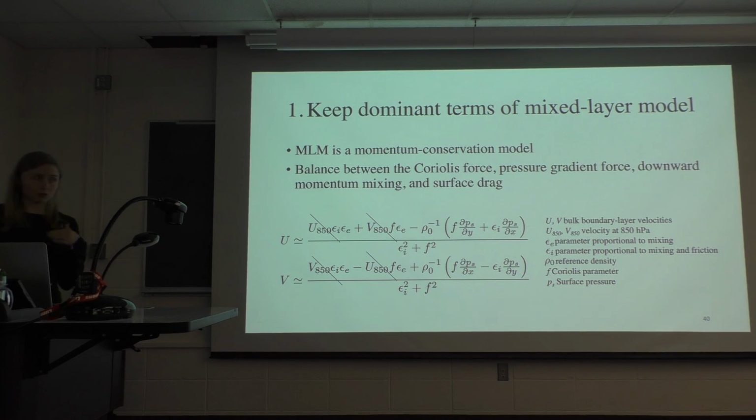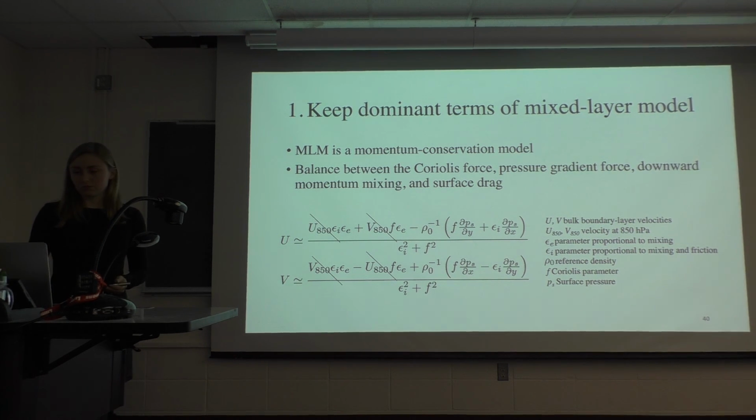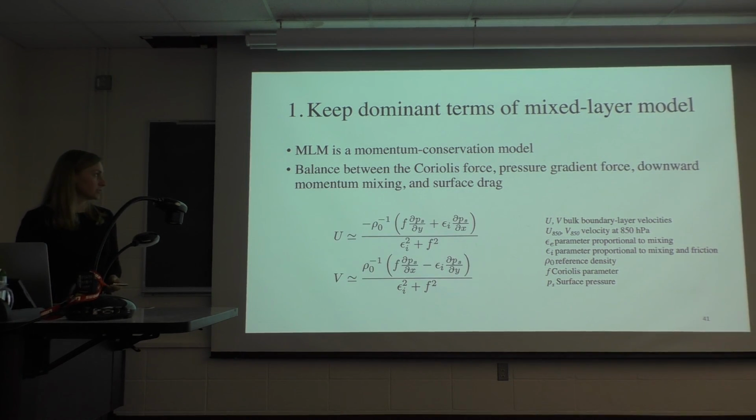The Back and Brotherton paper showed that some of these terms are small, and what we're left with is an expression for U and V that's proportional to gradient and surface pressure. So here's what that looks like when we just keep those dominant terms. I'm going to focus on these horizontal gradients of surface pressure, which appear in both the U and V terms.